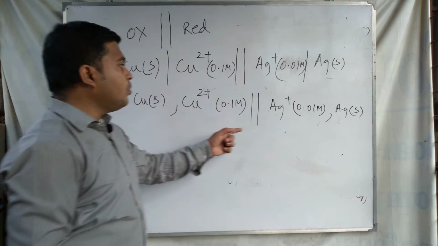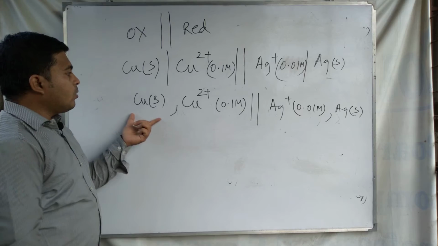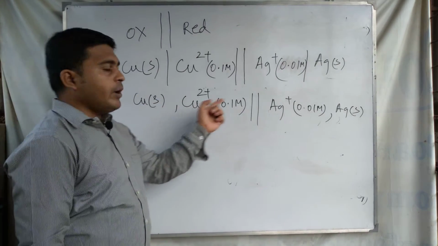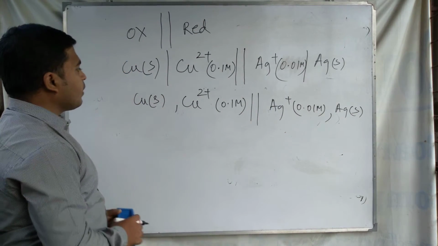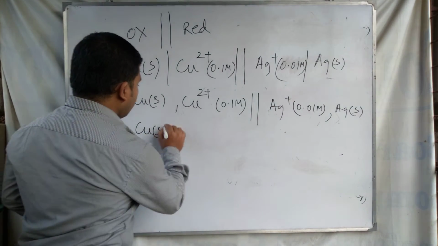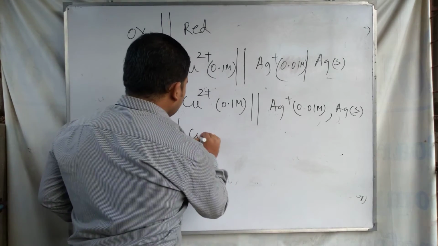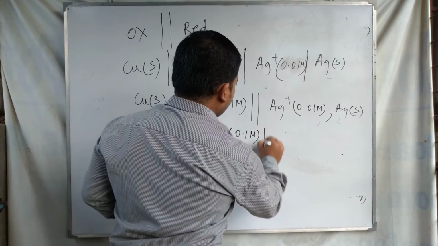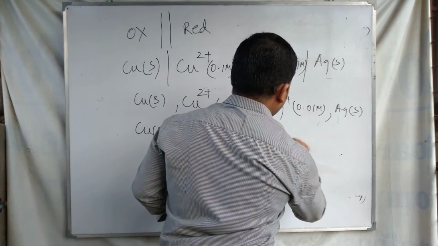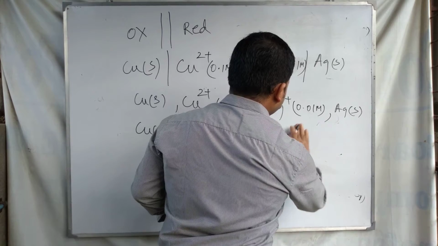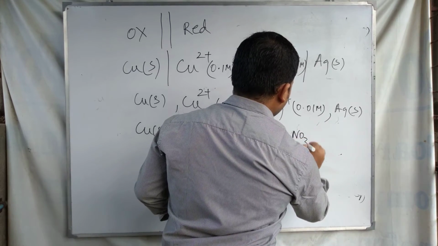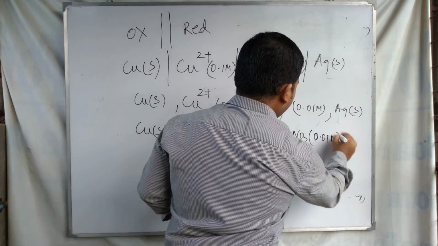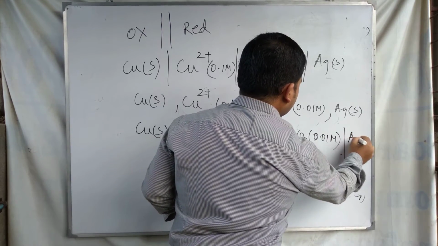A comma can also be used between the metal and its electrolytic solution to write it, and you can represent it in total as copper solid, copper sulfate solution 0.1 M, and silver nitrate 0.01 M to silver solid.